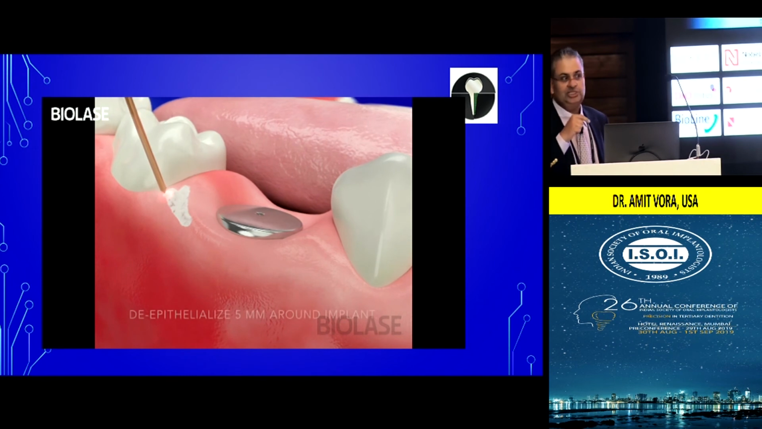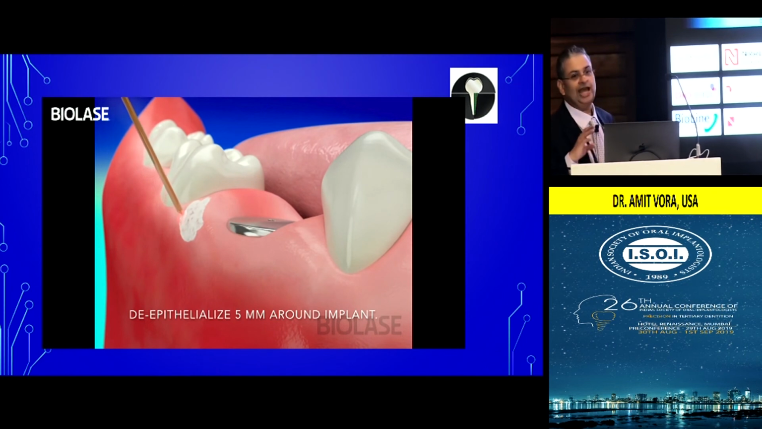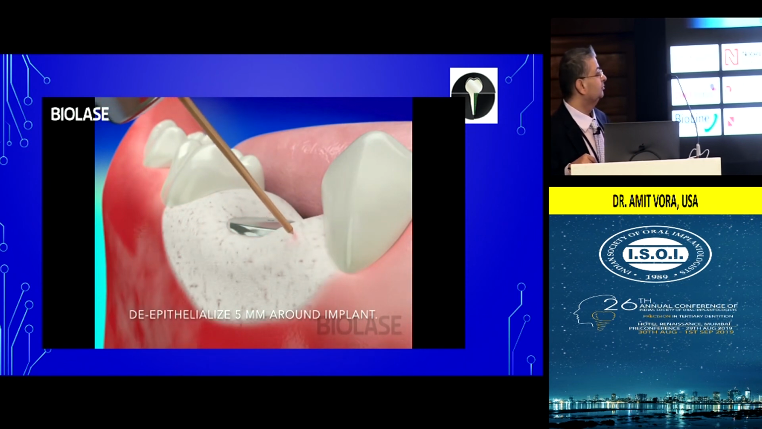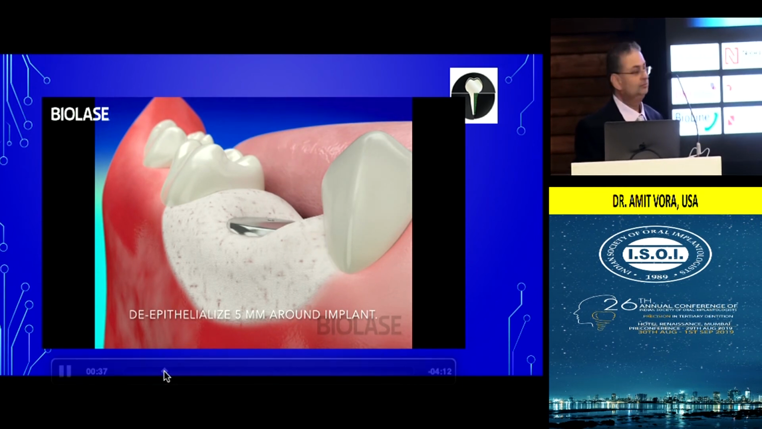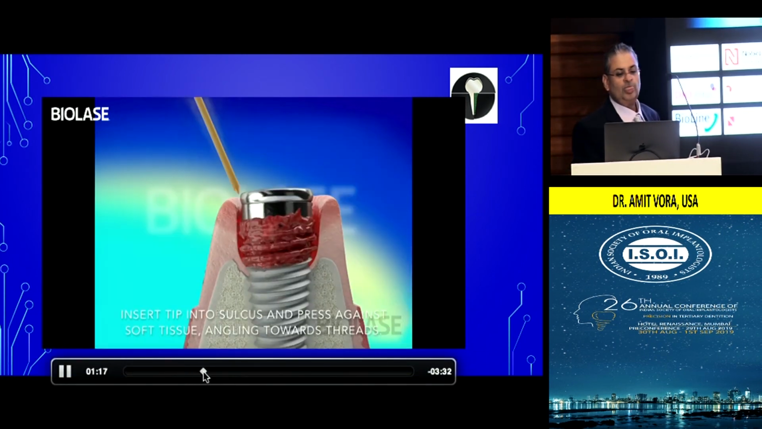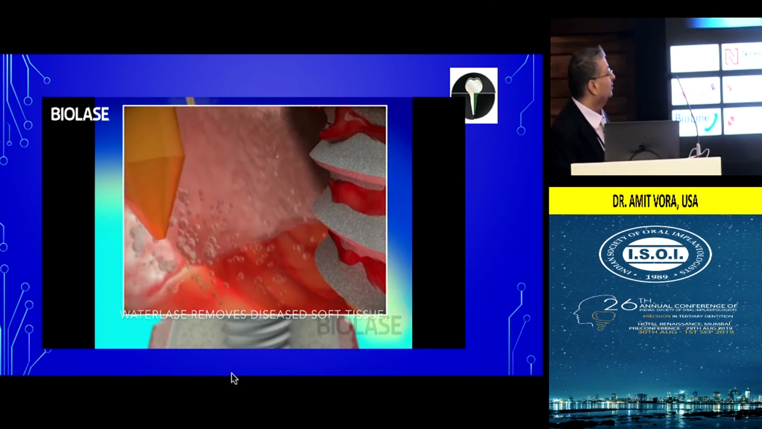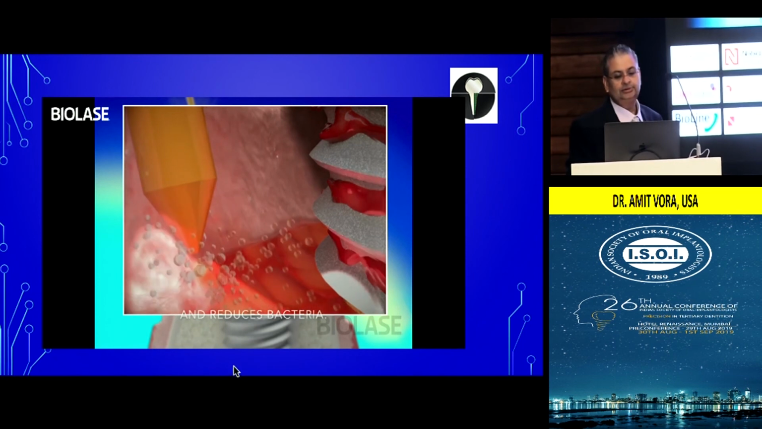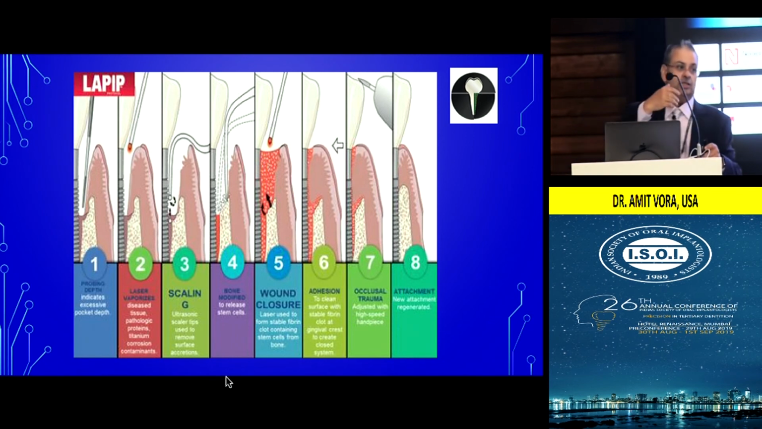So this is BioLase, which is available, and it's an erbium YAG laser. You cannot use a diode to do this. It has to be an erbium YAG or an Nd:YAG. So I'm just going to go a little faster. The key is to use the laser. They have a special tip which fires radially. And then they have another tip that actually debrides the actual threads of the implant. So that's the advantage of this laser.